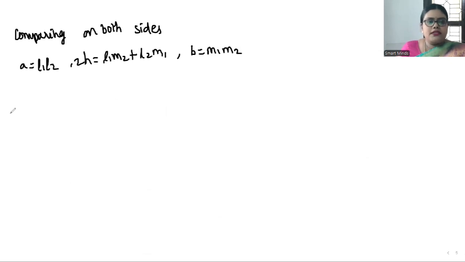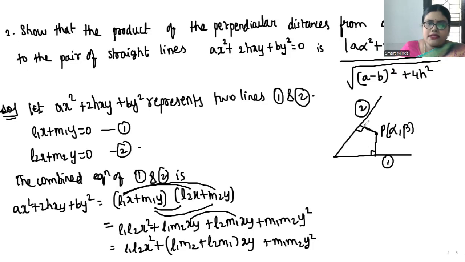Now after this, we need to find the product of perpendicular distances. Look at the figure and try to understand what we have to do. This is one perpendicular distance. This is another perpendicular distance. Find these two distances individually and then multiply them, because it says product of the perpendicular distances. First find the perpendicular distances, then multiply them. Okay, so let us continue with that part.